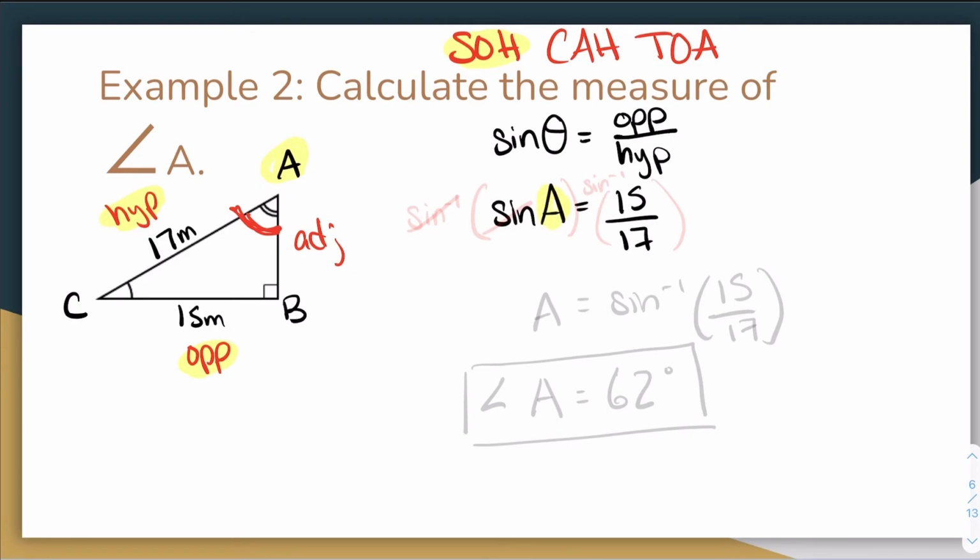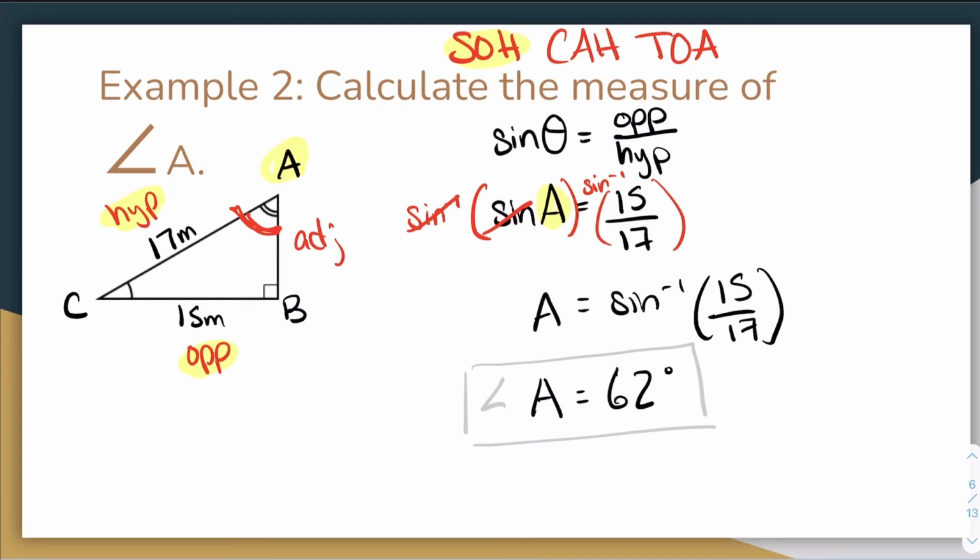I need to get A by itself, but right now we're doing sine A. The opposite of sine A is inverse sine. But whatever I do to one side, I have to do to the other. Now this inverse sine gets rid of the sine, and I'm left with A equals inverse sine 15 over 17. If I put that into my calculator, I'll get about 62 degrees. And that is my angle A.